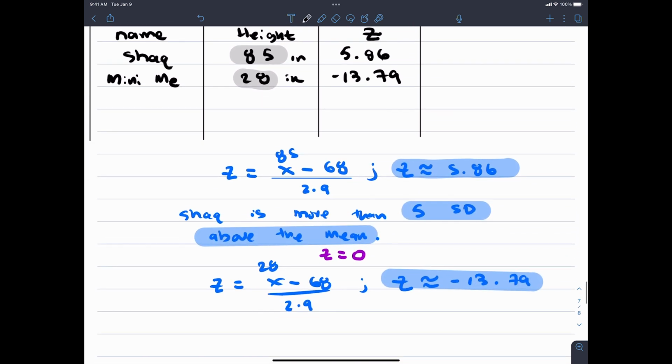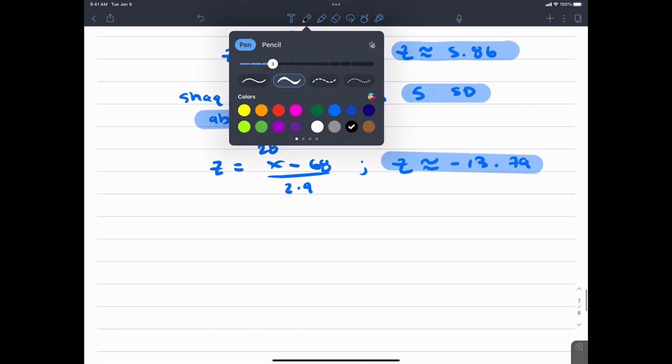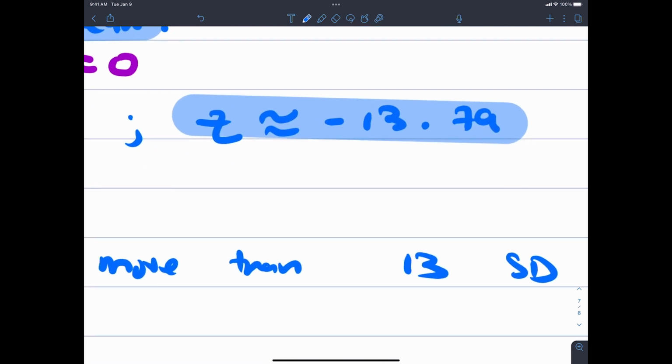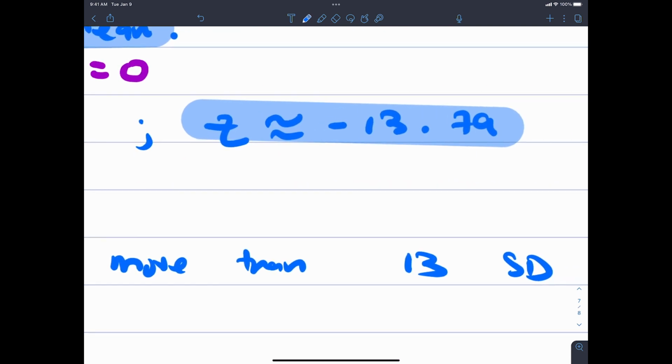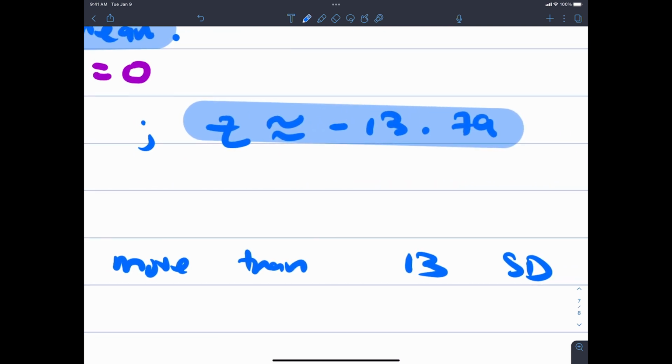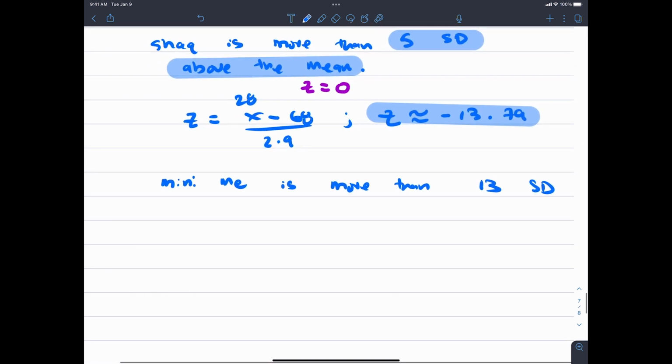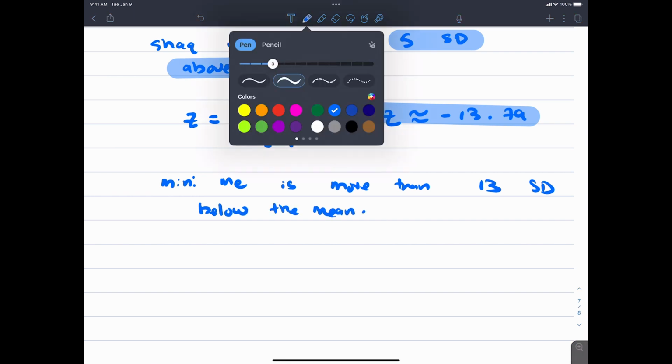Okay? So what does that mean about Mini-Me? Let's write this down. The Z score describes what? Mini-Me is more than 13 standard deviations. You say, what do you mean more than 13? Well, it's between 13 and 14 on the negative side. Now, because it's negative, we say it's actually below the mean. And what does the mean represent? Z is zero.